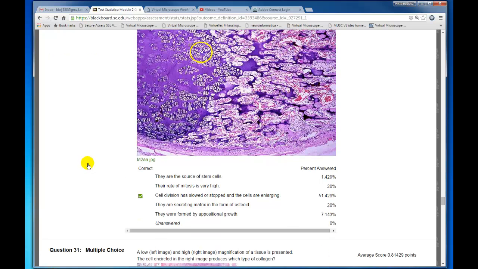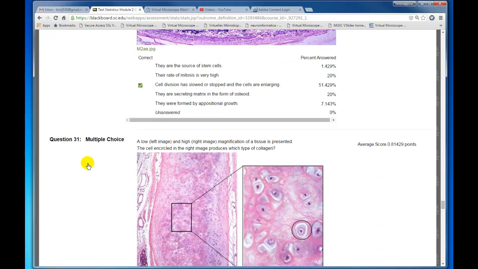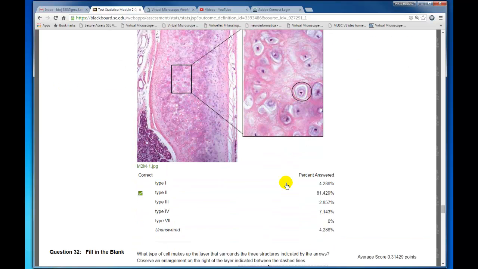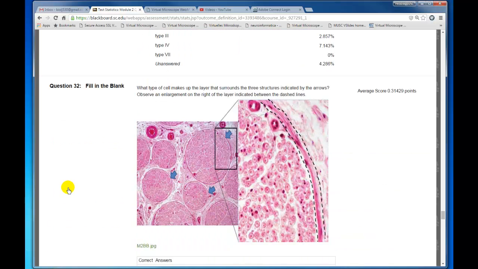Okay, number 31, recognizing the hyaline cartilage and the collagen type 2 in its matrix. Okay, so you need to recognize this as cartilage, and also recognize that in cartilage the chondrocytes and the chondroblasts produce type 2 collagen.